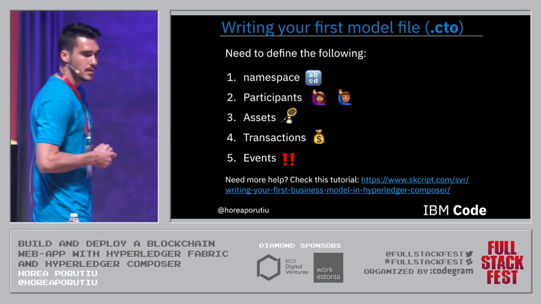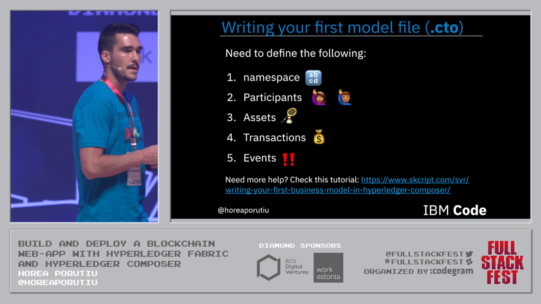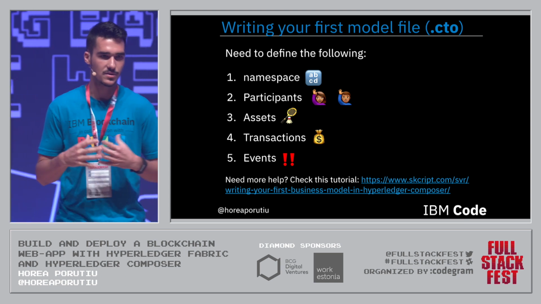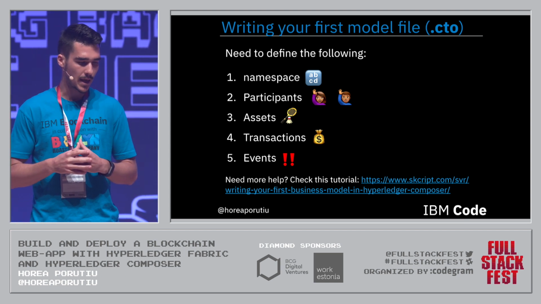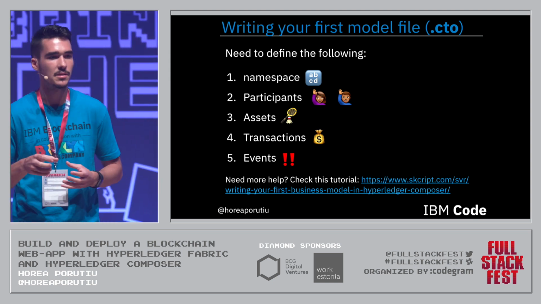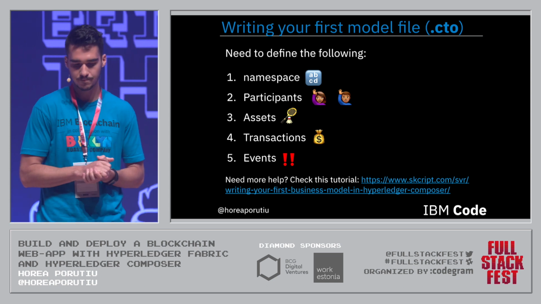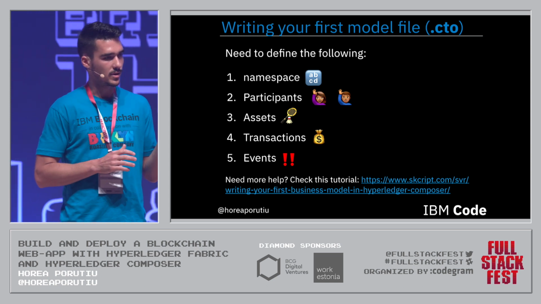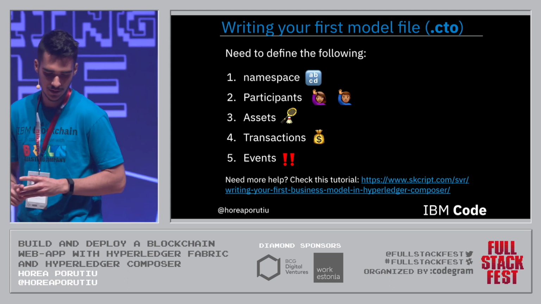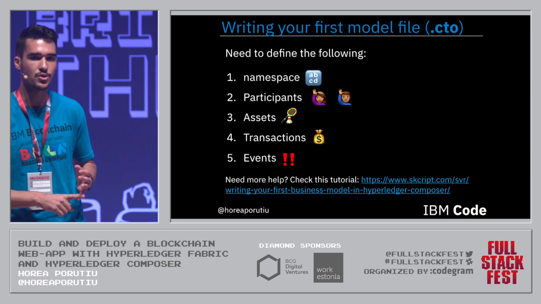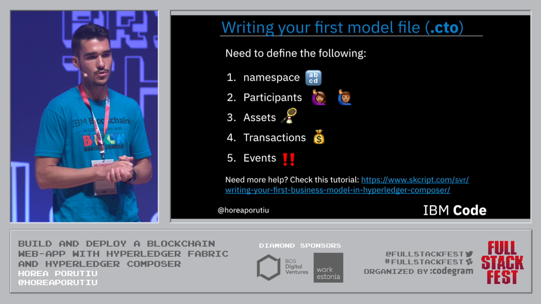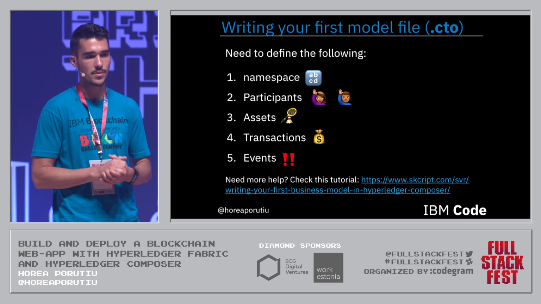So I talked a little bit about this modeling language. Composer uses this unique modeling language, and their file is called the model file. That's really just the data schema of your actual application. The 4 things we really have to worry about are the namespace, the participants, the assets, and the transactions. So we have to define these 4 core features. The events are optional. I will not show that for the sake of time, but know that there are events as well.